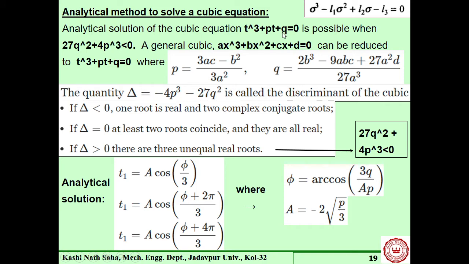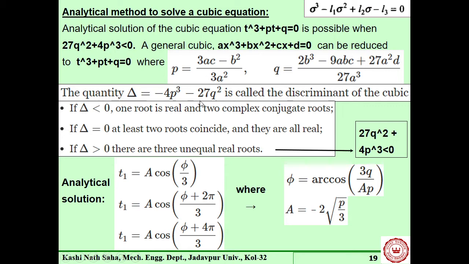Now, when it is possible, there is a condition. Only when this P and Q, what are this P and Q? They are given here. Okay, from the given equation, if this is our equation, we know what is A, B, C, D. We can find out what is P and what is Q. And then, if this is the condition, then the given equation, this general form, can be reduced to this, where P and Q are given in terms of A, B, C, D. That is clear.